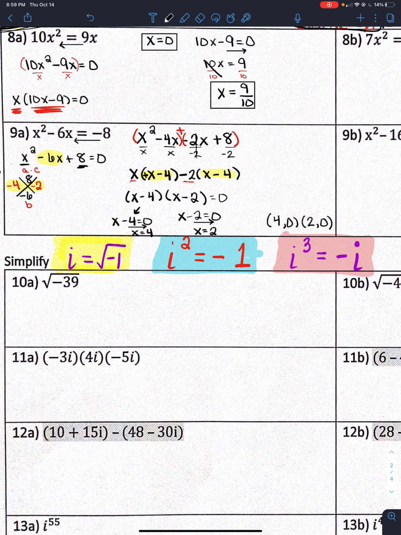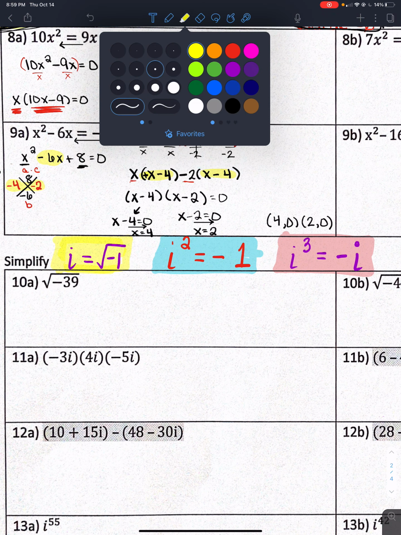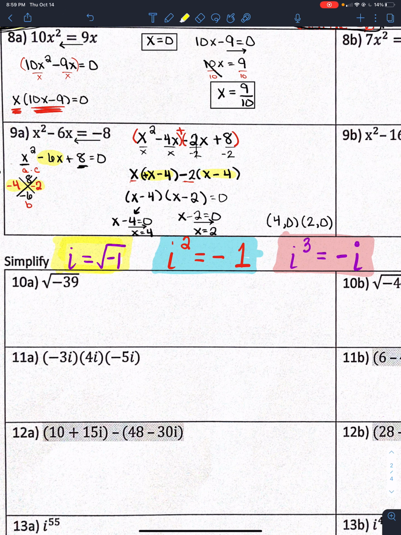So if they just asked me to factor, I could stop right here. Okay? But when they ask me to solve, I have to continue on until I get this. Okay? All right, now I'm going to go down to 10a.